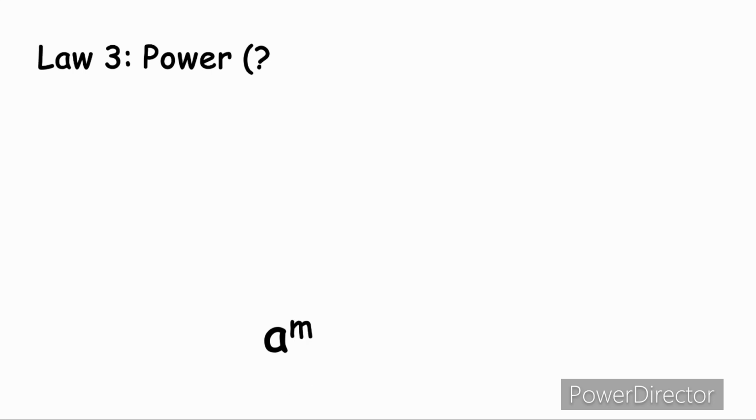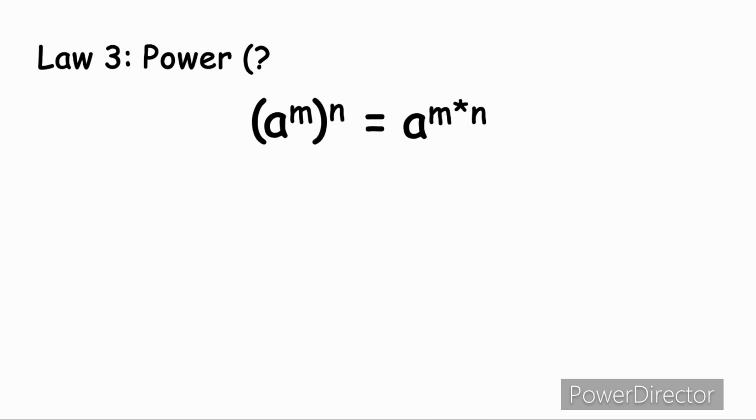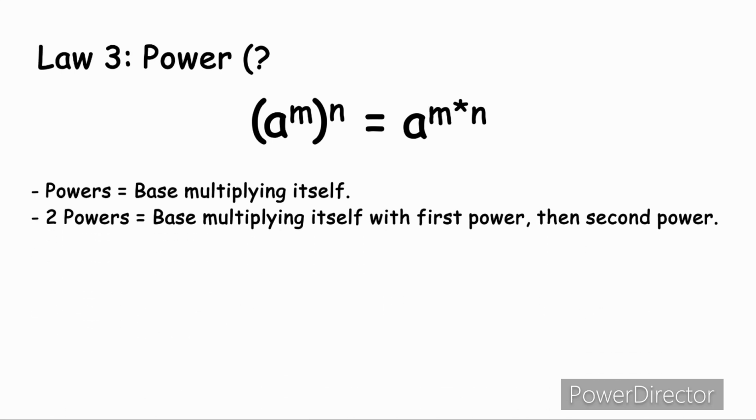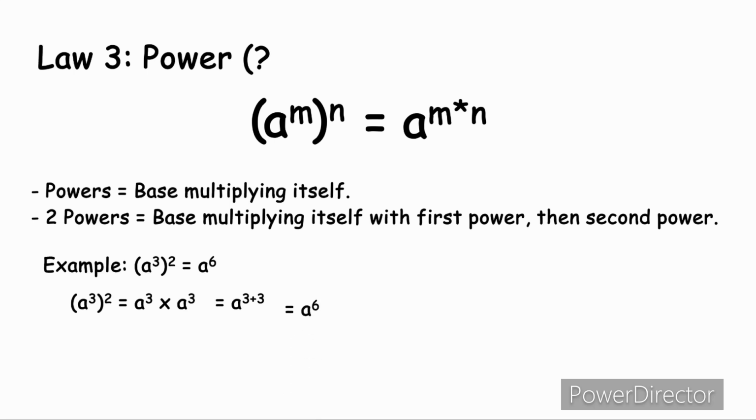Thirdly, if you place a power on a base that already has a power, just multiply the powers together. Don't forget powers cause a number to multiply itself. And if you apply a power to a power, the number will just multiply itself with the first power, then move on to the second power. For example, a to the power of 3, all to the power of 2, equals a to the power of 6, as what we are doing is just a to the power of 3 times a to the power of 3, which will just give us a multiplying itself 6 times, which is a to the power of 6.